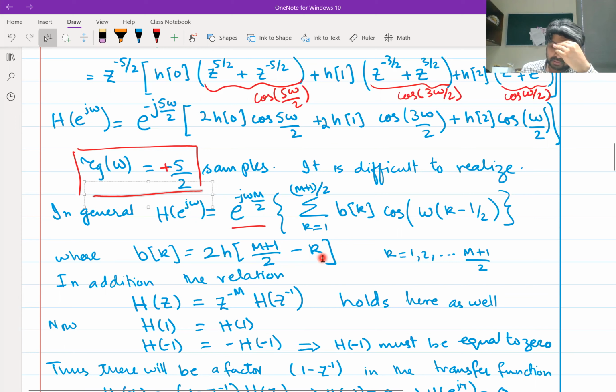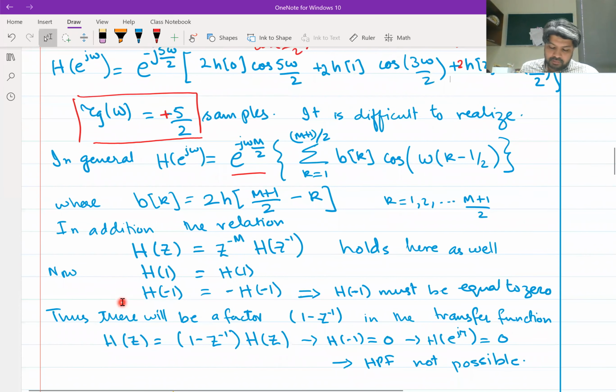ठीक है, तो 3 minus 1 would be 2, तो h of 2 की टर्म आ रही है, ठीक है, 2 भी साथ मल्टीप्लाई होगा, this is h of 2. फिर k is equal to 2 पे 3 minus 2 would be h of 1, 2 times h of 1 की टर्म आएगी, k is equal to 3 पे 2 times h of 0 की टर्म आएगी, so it matches, ठीक है। So this is your bk.